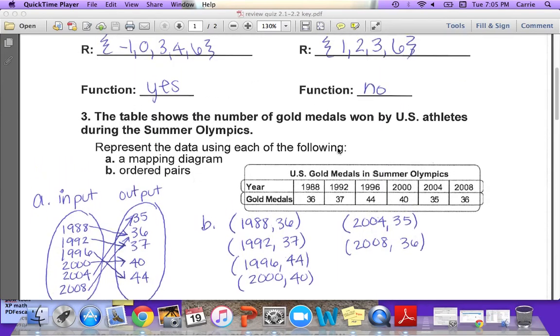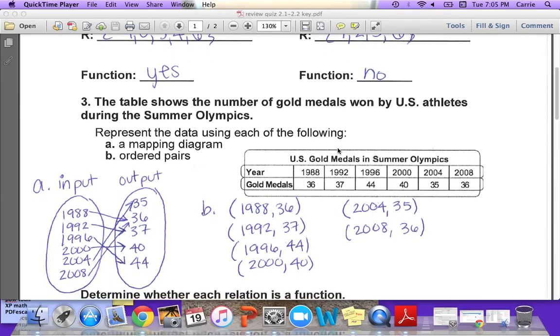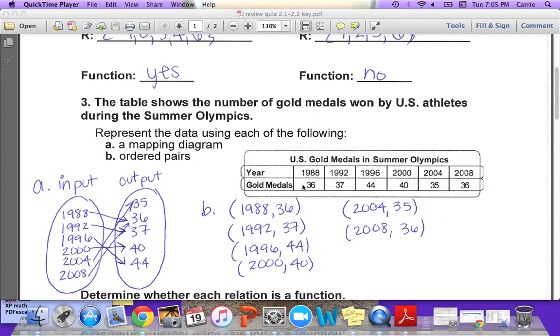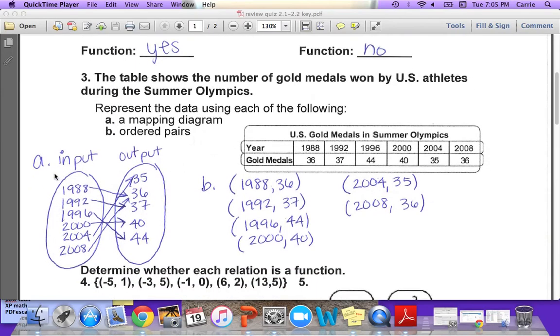Next, we have to represent our relations or functions in different ways. They give it to us in a table form when we have to represent it as a mapping diagram and in ordered pairs. For A, your mapping diagram, don't forget to put input and output above your two semicircles. Remember, your input is your x values, and they need to go from least to greatest order starting at the top. And your output, same thing, least to greatest order starting at the top. Draw your arrows, and then you are done.